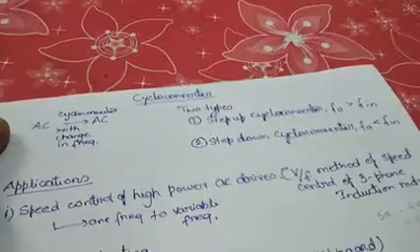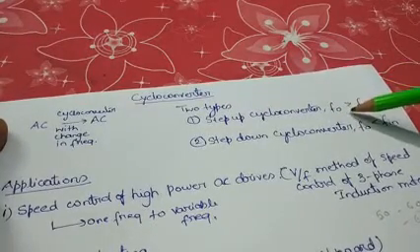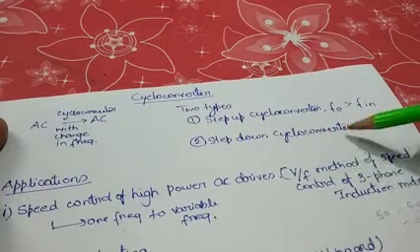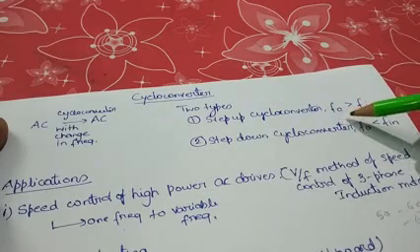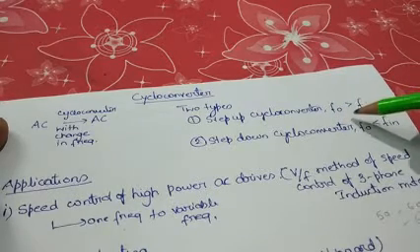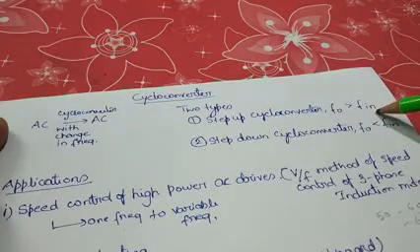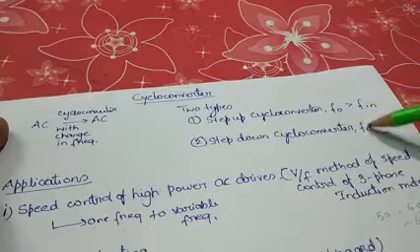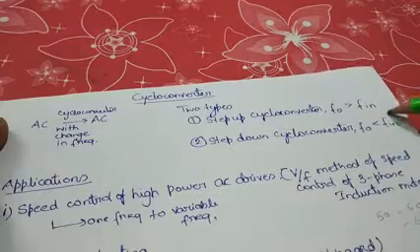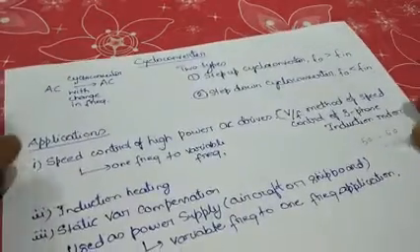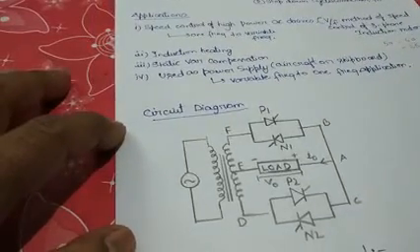Basically, we have two types of cyclo converting circuit. One is the step up cyclo converting circuit, and another one is the step down cyclo converting circuit. So in the step up cyclo converting circuit, we need an output frequency higher than the input frequency, and in the step down cyclo converter we need an output frequency which is lower than the input frequency. Okay, so this is the main circuit of a cyclo converting circuit.